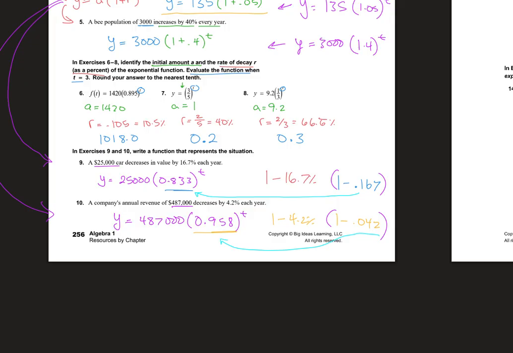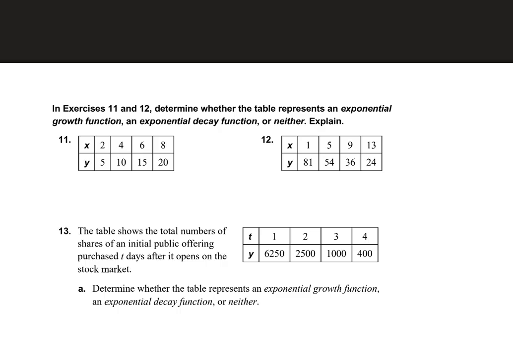Okay, next page. Determine whether these are exponential growth functions, decay functions, or neither, and explain. So this first one, this is going up. Let's change colors. I'm not a fan of the bright blue. There we go. Only use it to point stuff out. It's going up by 5, going up by 5, going up by 5. That is going to be a neither. It's neither exponential growth or decay because it's linear.